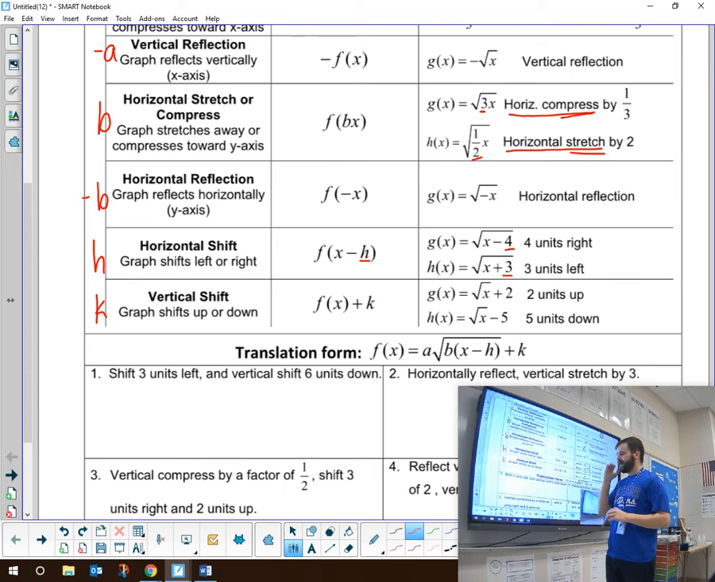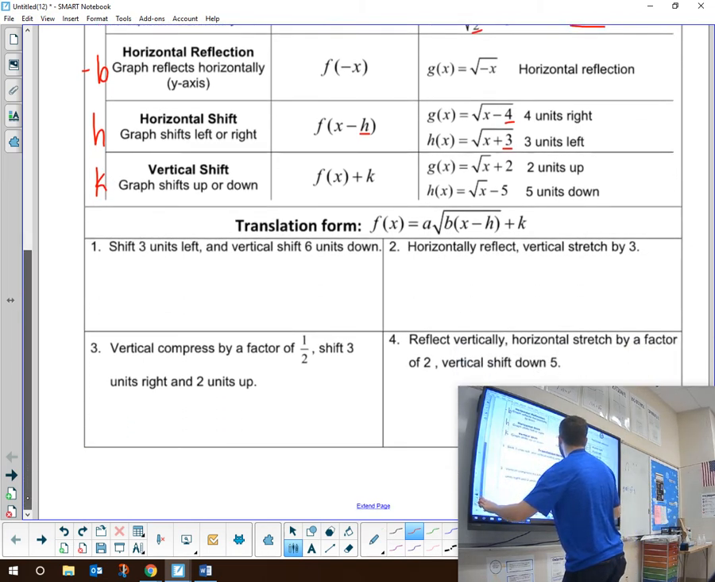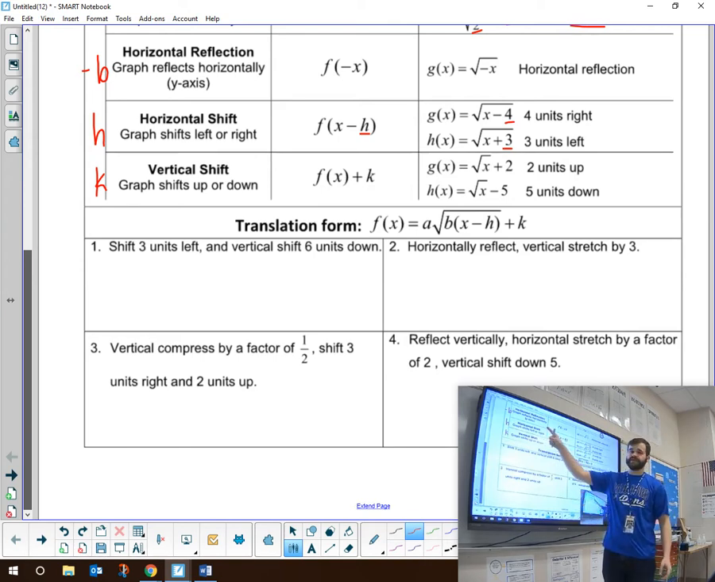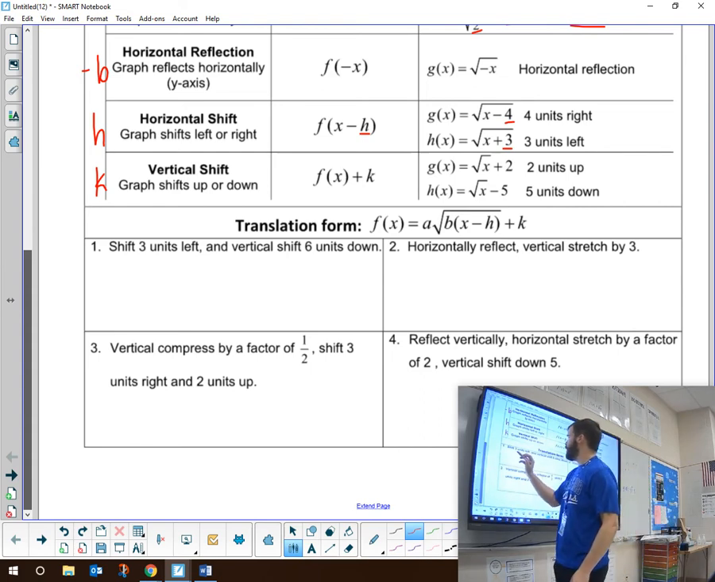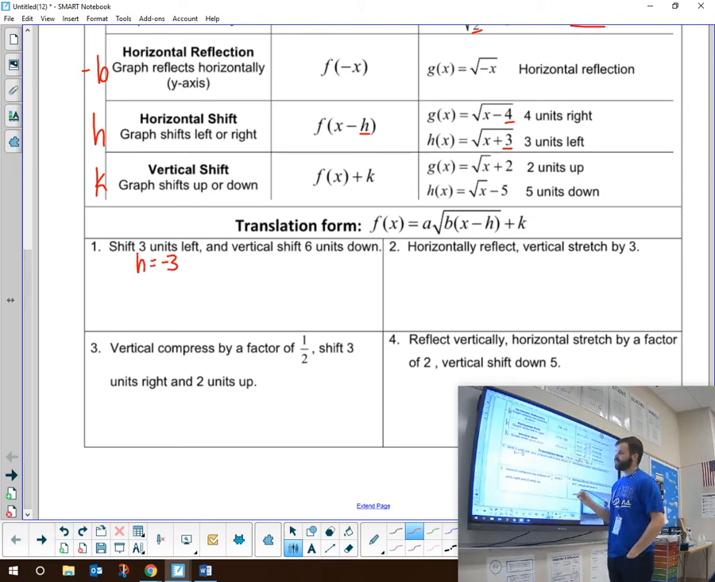So let's go ahead and talk about some transformations. Transformation number 1 here: we shift 3 units to the left and have a vertical shift 6 units down. So shift 3 units to the left, that's going to correspond with h. That's a horizontal shift, shifting 3 units to the left. So for this one, we're going to get h equals -3. Okay, so we're 3 units to the left.